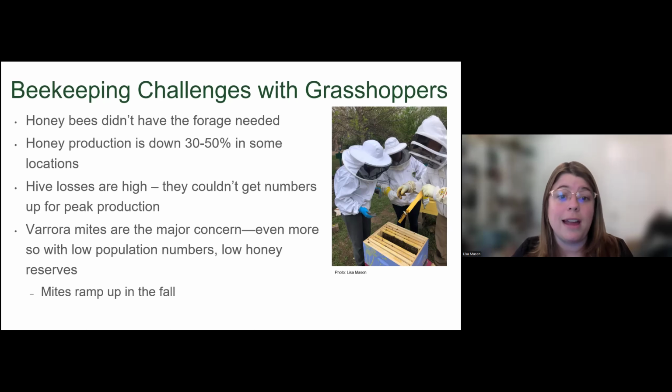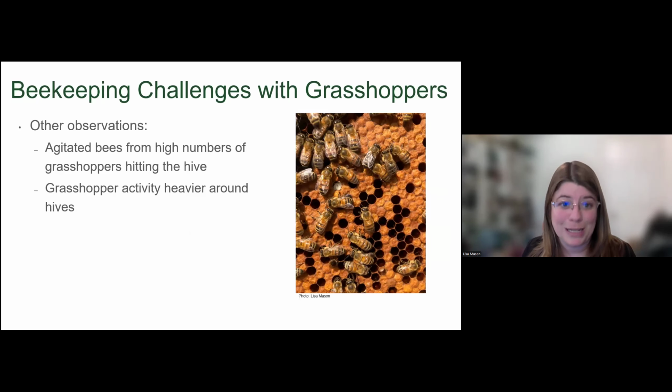Talking to Beth in Pueblo County, honey production is down 30 to 50% even. So the hive losses are high, and even the hives that are still here, they couldn't ramp up their numbers for a strong, healthy hive. This means they're more susceptible to weather fluctuations, pathogens, and varroa mites. Varroa mites are perhaps one of the biggest challenges facing honeybees right now. And with low population numbers in a hive, low honey reserves, mites are even more of a concern. Varroa mites also typically ramp up in the fall too, right before winter.